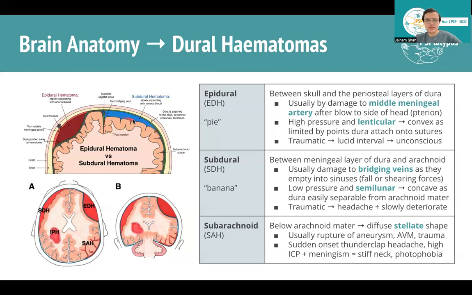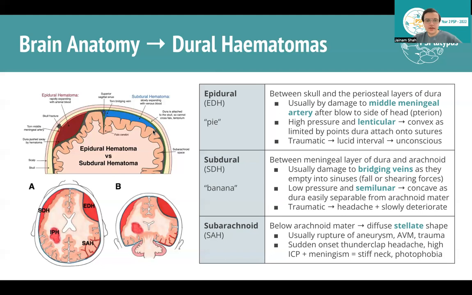And so you get this very slow bleed. So you get a bit of a headache, and then they will slowly deteriorate. And sometimes you might not even realize that they're having a hematoma, unlike with an epidural hematoma, which can be quite obvious. And the way that I like to remember this is subdural, so sub-banana dural. It has a shape of a banana or like a crescent.